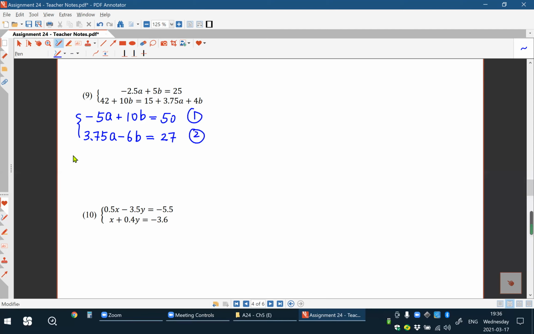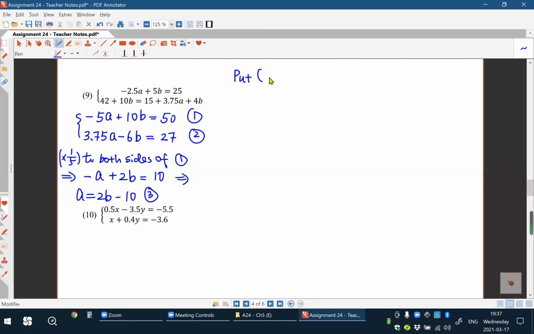Equation 1, equation 2. Okay, from the first equation, you can actually time a 1/5 to both sides of equation 1. And this will give you minus a plus 2b equals a 10, right? Okay, that means you can solve a in terms of b. A is 2b minus 10. So let's call this 3.